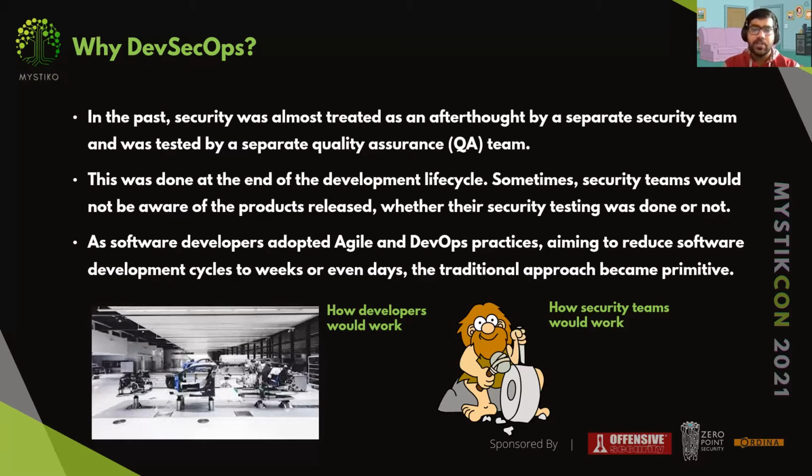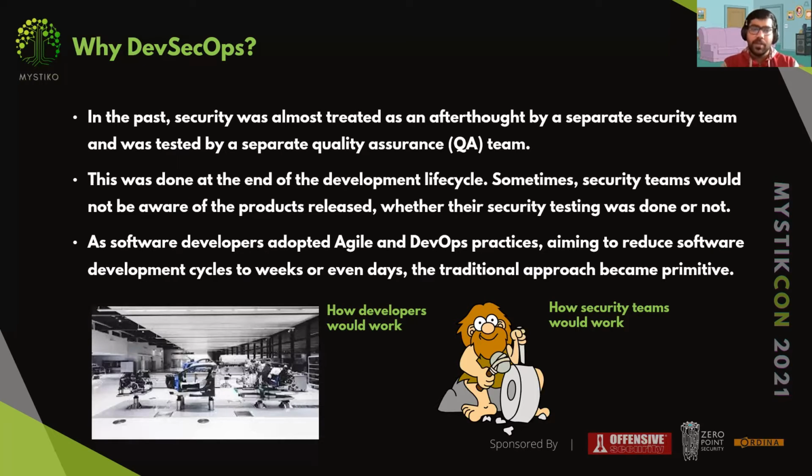And if you were to compare how the developers would work, this is a pictorial representation of an assembly line, how a car would be assembled. And how the security team would work is they will just carve the wheels out of stone. That would be manual, and so that would just take a lot of time just to get the security part over.